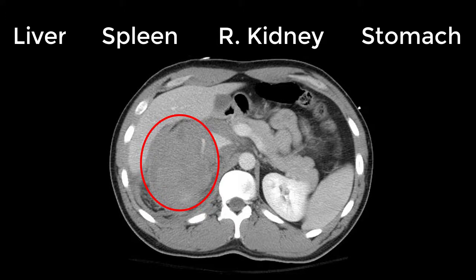The correct answer is the right kidney, since it is the only retroperitoneal structure listed.